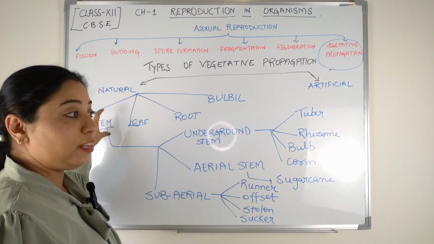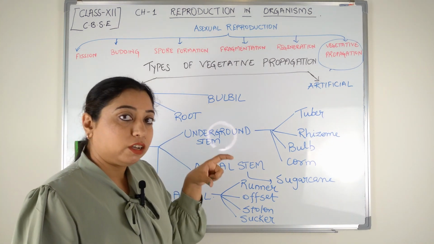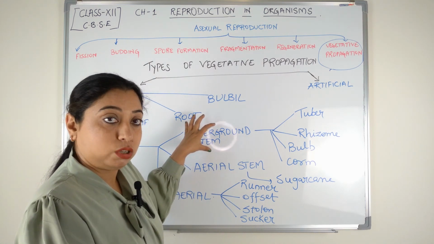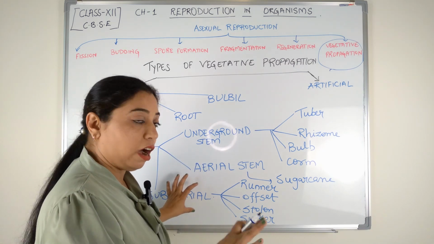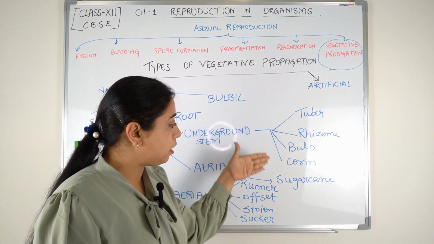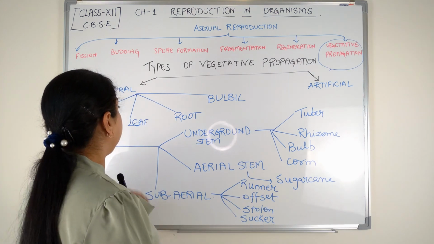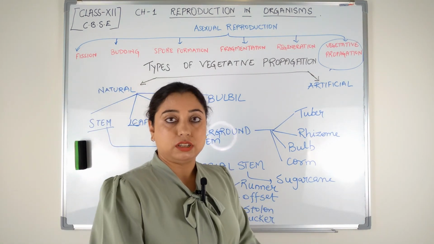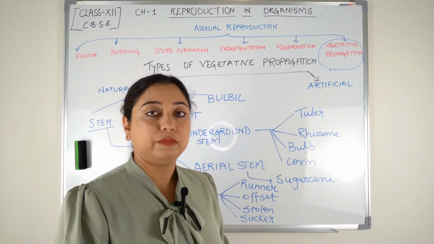So stem is one type of vegetative propagule. On the basis of location of this particular vegetative propagule, whether it is inside the soil, below the soil surface, or above the soil surface, or half below and half above, on that basis we have all these examples of different types of vegetative propagule, right? Then leaf, root and bulbil are the other types of vegetative propagules that come under natural vegetative propagation only, right?